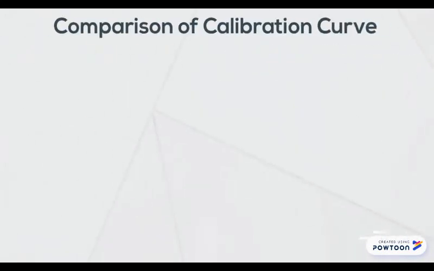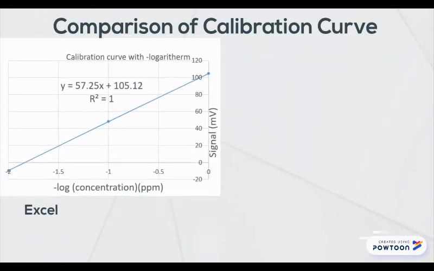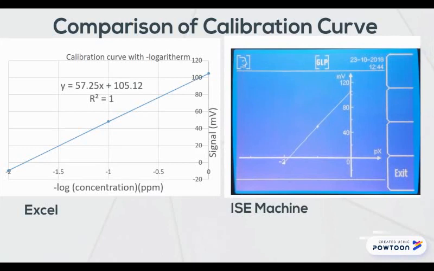So now we are going to compare the calibration curve that we obtained from Excel and the calibration curve that we obtained from the ISE machine. There is a difference between these two figures. It can be seen by using the extract from linearity. The calibration curve that we obtained from the machine was using the segmental method. However, the calibration curve using Excel was using the linear method. Thus, the calibration curve from the machine is not as linear as the graph in Excel.